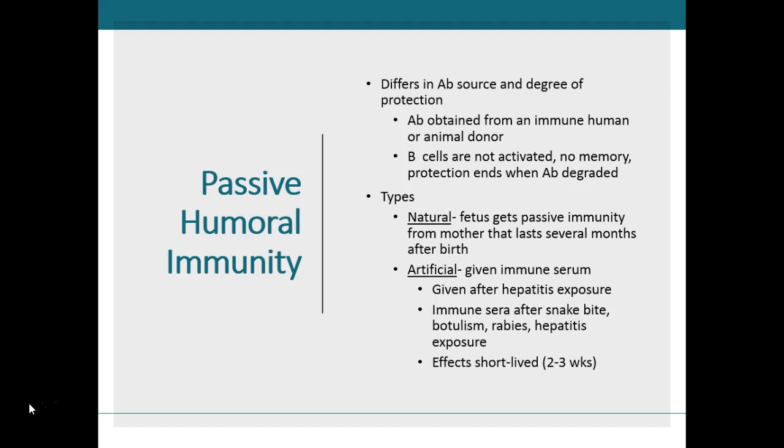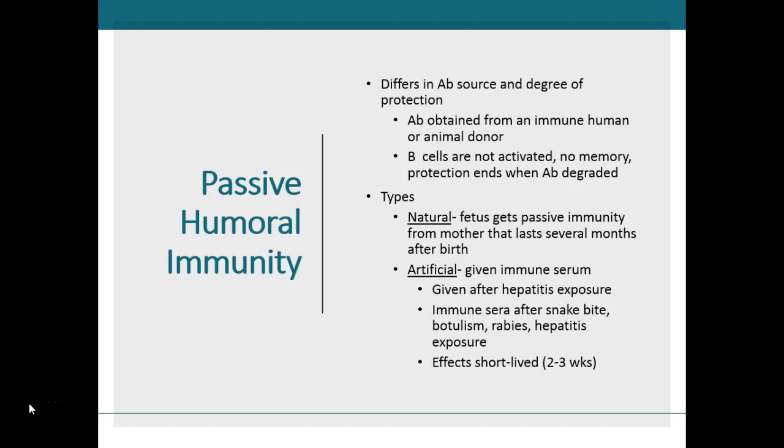All right, passive humoral immunity. What does passive mean? Passive is not active, right? So this is when your immune system is not making those memory cells, not making those antibodies. So you're getting those antibodies from another source, either through an injection or from a donor. So the B cells are not activated. You're not making memory cells. And the protection from this type of immunity ends when those antibodies are degraded or broken down.